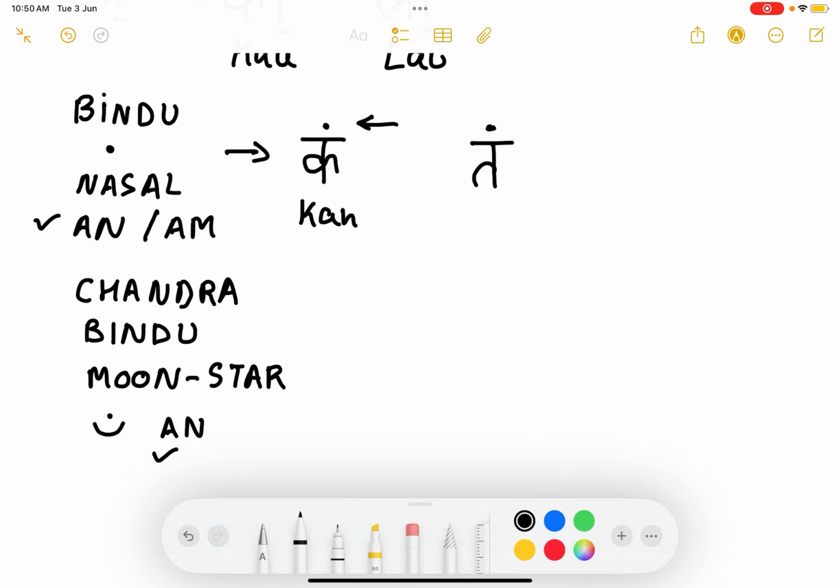Why do we have two separate matras for the same sound? Because some words in Hindi are written just with the bindu, and there are certain words which are spelled specifically with this Chandra Bindu matra. Sound-wise, they are the same nasal sounds, but you would notice certain words are spelled with the Chandra Bindu. A good word to remember with this is ma, mother.